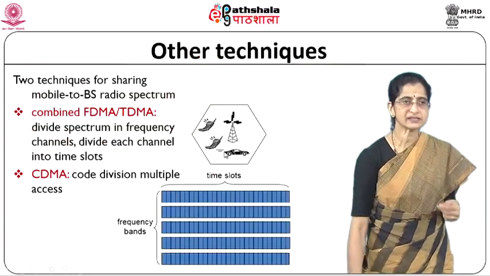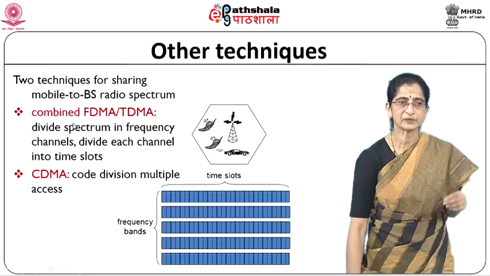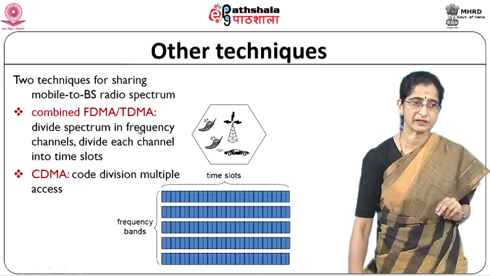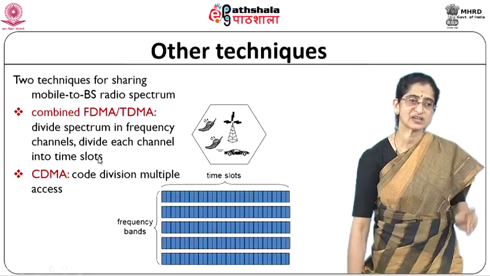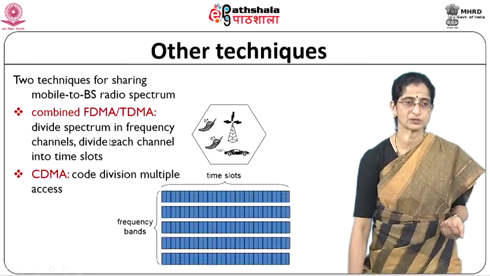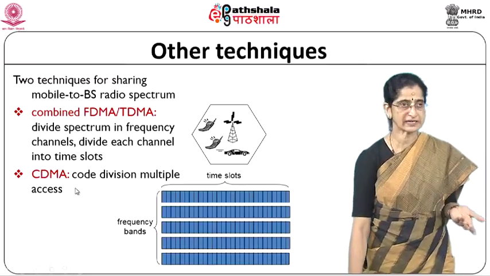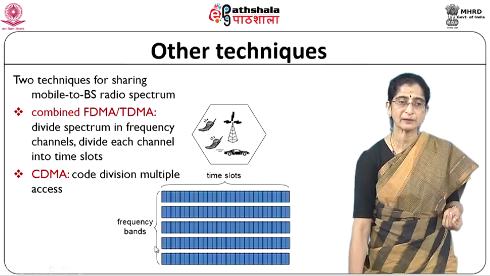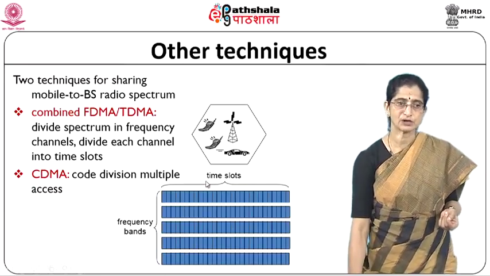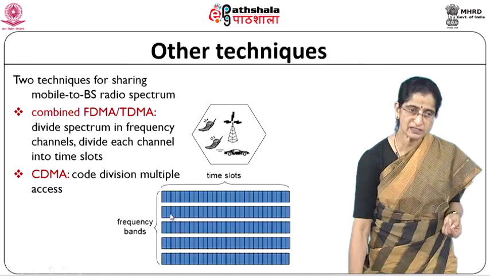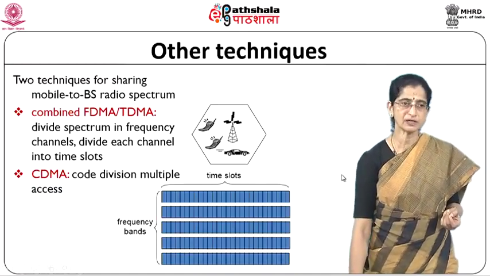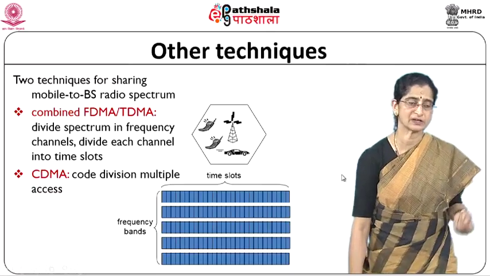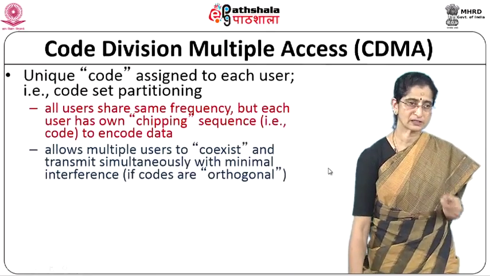Other techniques that are commonly used are a combination of FDMA and TDMA. That is, you divide the spectrum into frequency channels and then divide each channel into time slots. This is something commonly used. Another one that is used is CDMA, of course, code division multiple access, where you will have frequency slots and time slots, and in these slots, the entire slots will be used up by the different channels using different codes. So let's look at this CDMA.